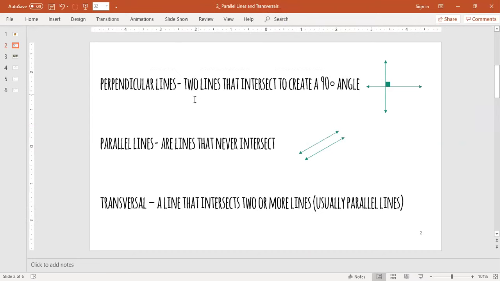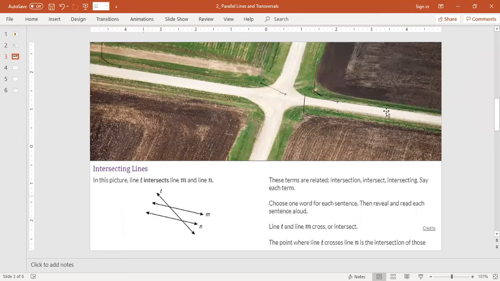So we have perpendicular lines, parallel lines, and transversal as important vocab today that we need to know. So we're going to work specifically today with parallel lines cut by a transversal, which we actually see all around us. We see intersecting lines every day. For example, a road, a map of your town is lines cut by transversals. So we're going to be looking at these all day today.